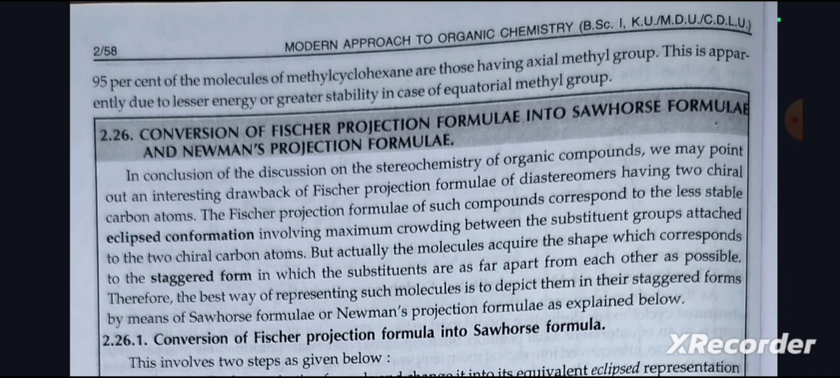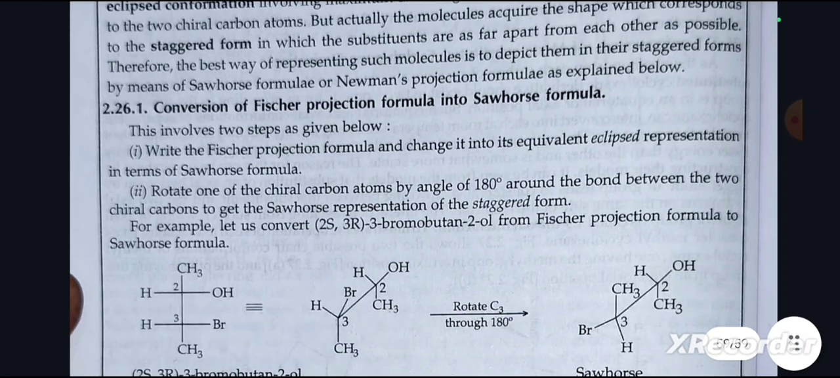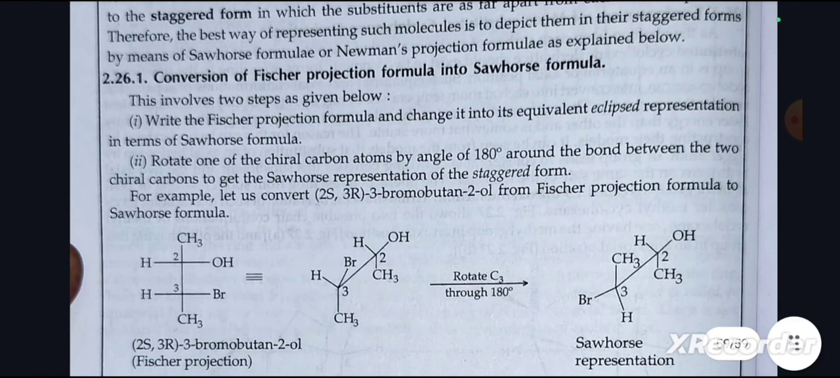2.26 Conversion of Fischer projection formula into Sawhorse formula and Newman projection formula. In conclusion of the discussion of stereochemistry of organic compounds, we may point out an interesting drawback of the Fischer projection formula of diastereomers having two chiral carbon atoms. The Fischer projection formula of such compounds corresponds to the less stable eclipsed conformation involving maximum crowding between the substituent groups attached to the two chiral carbon atoms, but actually the molecules acquire the shape corresponding to the staggered form, in which the substituents are as far apart from each other as possible. Therefore, the best way of representing such molecules is to depict them in staggered form by means of Sawhorse formula or Newman projection formula, as explained below.